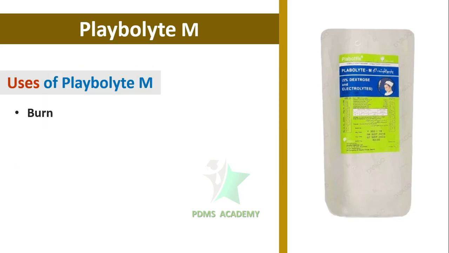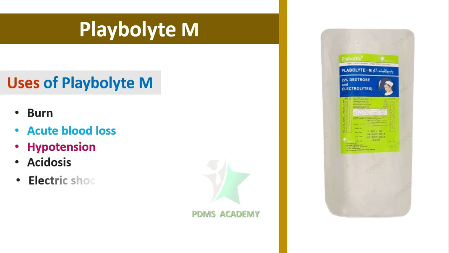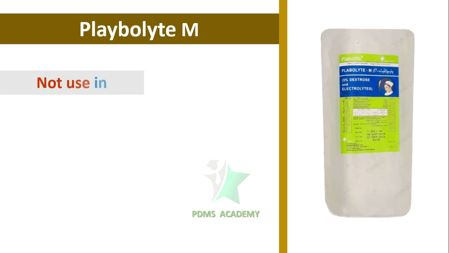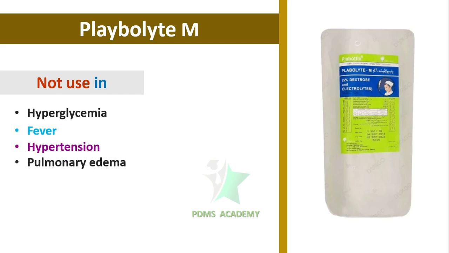Uses of Flabolite M, it should be used in burns, in acute blood loss, in hypotension, in acidosis, or in electric shock. Flabolite M should not be used in hyperglycemia, fever, hypertension, pulmonary edema.